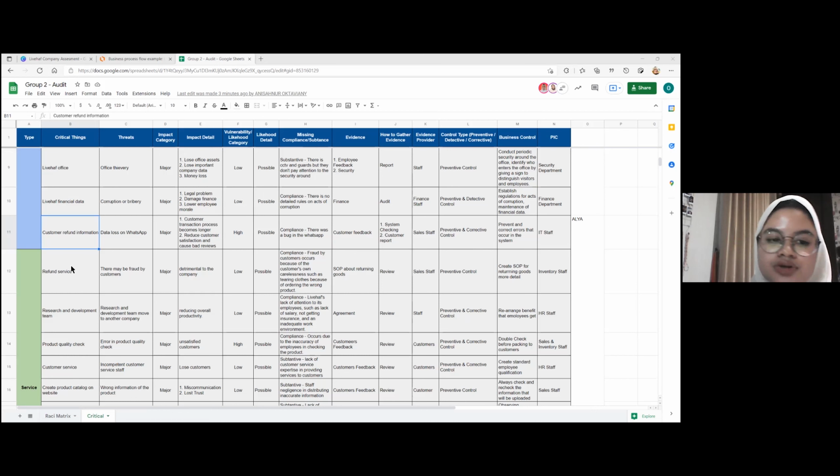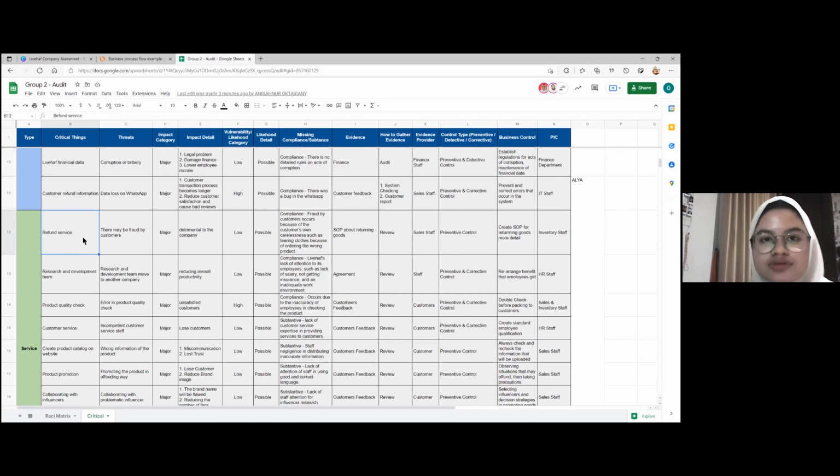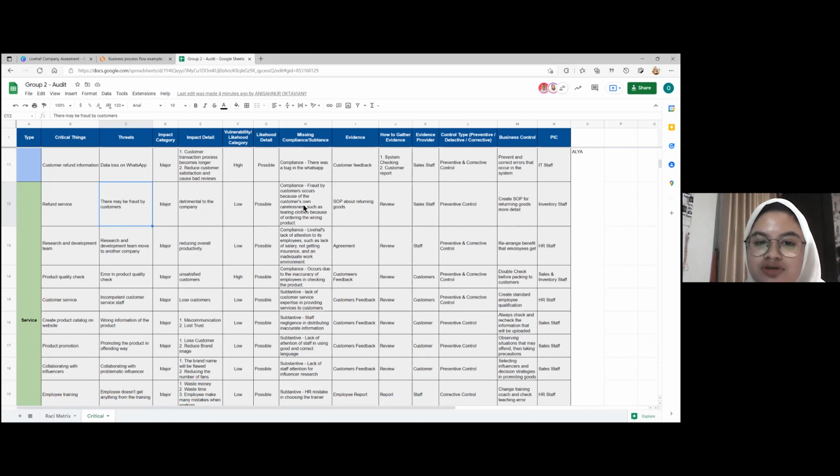And next, we will move to Livehaf's critical services. First is the refund service. The threat that might happen is fraud by customers. The impact category will be major, and the impact detail is detrimental to the company. The vulnerability is low, but it is possible to happen because of the compliance risk, which is that fraud by customers occurs because of the customer's own carelessness, such as ordering the wrong product.